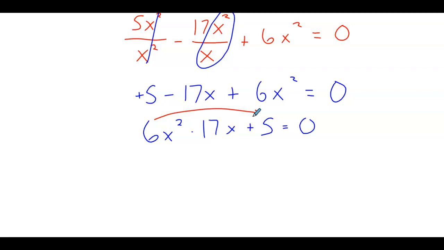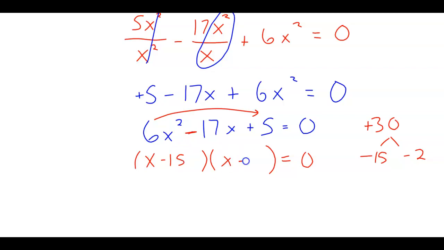So a times c is 30. Now we have to add up to a negative number, so we know both of these need to be negative, because a negative times a negative is positive, but when added together, we'll get that negative 17. So negative 15 and negative 2, those are our winner chicken dinner. So we put those in our factors, so x minus 15, x minus 2.